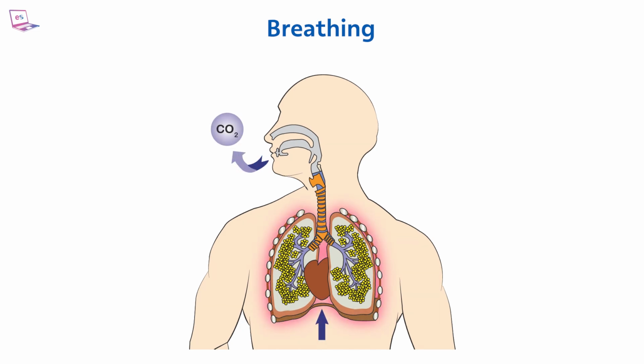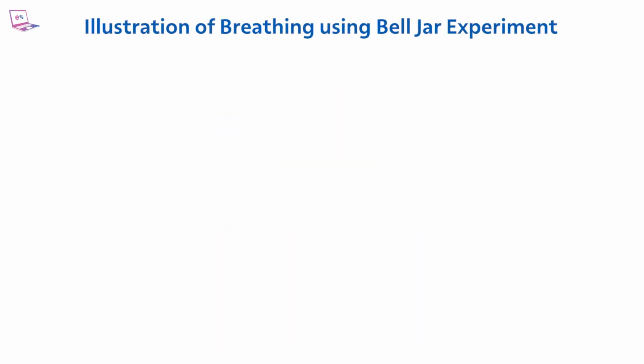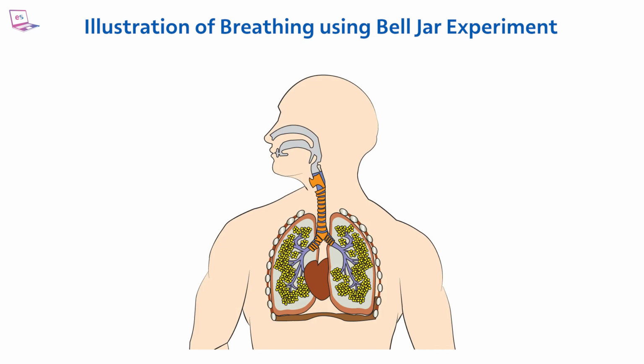out of the lungs. Oxygen is vital for the process of cellular respiration, where energy is generated by breaking down glucose molecules. Illustration of breathing using bell jar experiment. When we breathe in, we intake oxygen from the environment to the lungs, and when we breathe out, we exhale carbon dioxide out of the lungs to the environment.